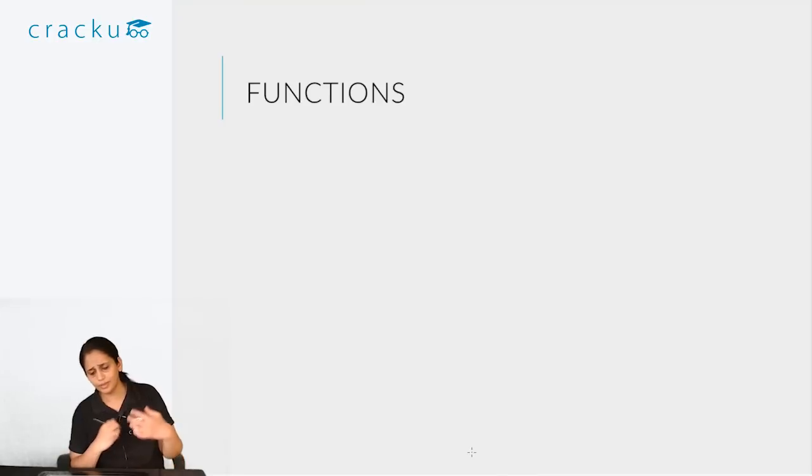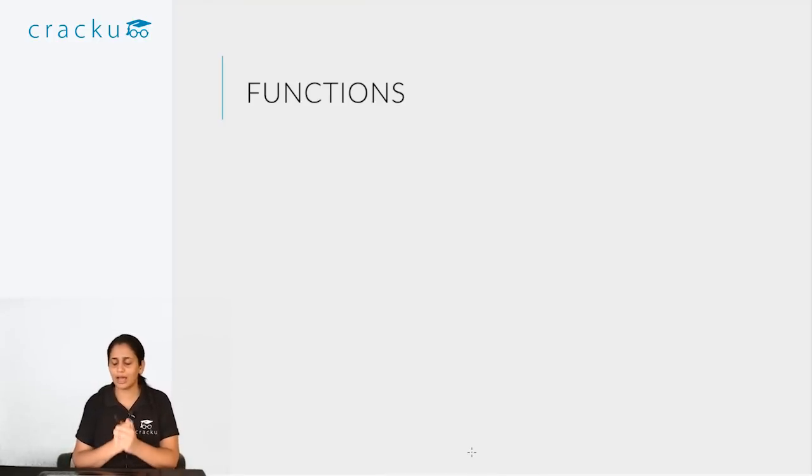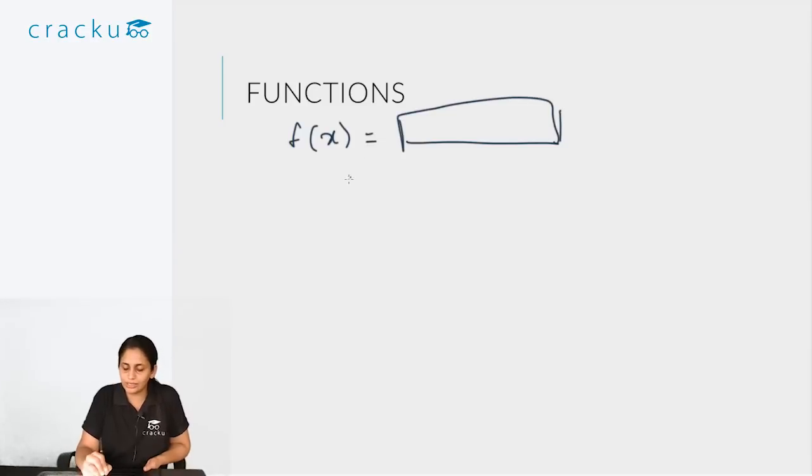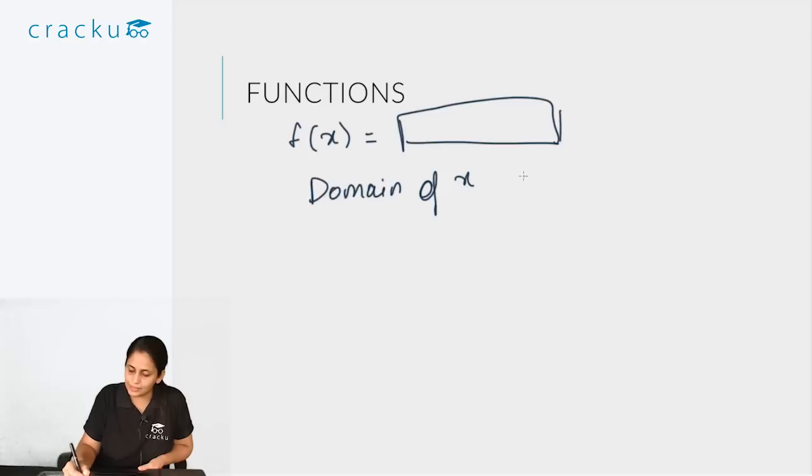Now let's come to functions. Functions can be incredibly complex, but generally the functions that have come in CAT recently require you to just plug in values. So let's discuss the basic things of functions, because that would have been enough for you to solve the recent CAT questions. So what is a function? A function f of x is defined in such a way that you will get an expression in x over here. So that is what f of x is. The domain of x is basically all the values of x such that f of x is real and defined.